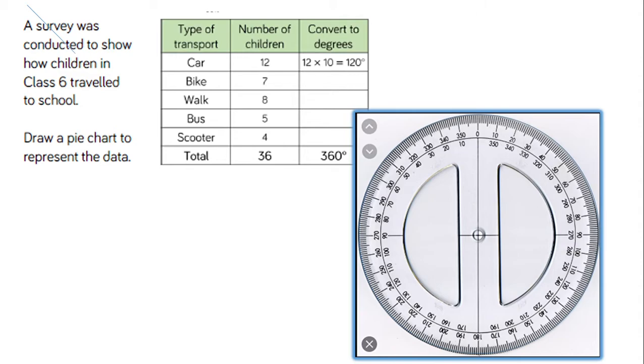So we've got the type of transport, and we've got the number of children, and we've got the total at the bottom. Then we've got convert it to degrees in the final column, and that's 360. Well, if we notice, the number of children is actually 36. So we need to convert it from the total into degrees. So we can just look at that relationship there and multiply it by 10. So we can just multiply our number of children by 10 to convert it to degrees. Okay, I don't know if you want to pause the video and have a go. I'll go through it in a moment.